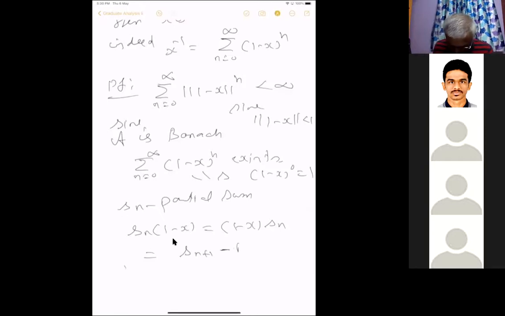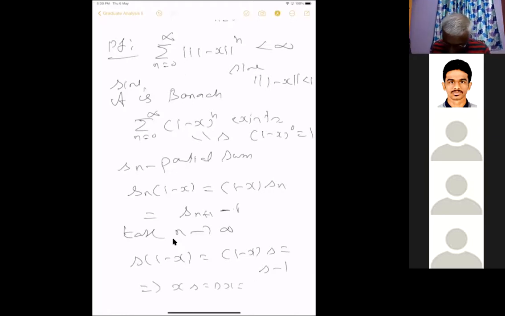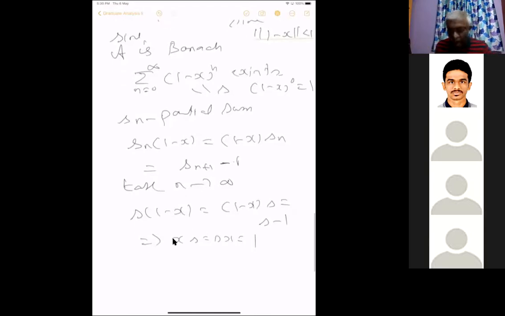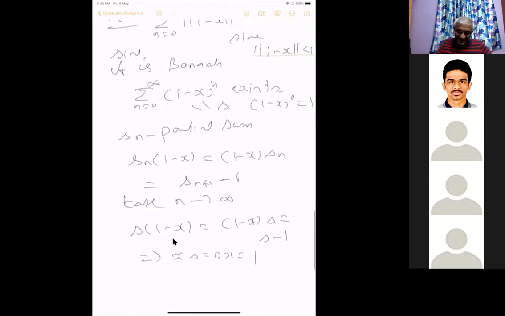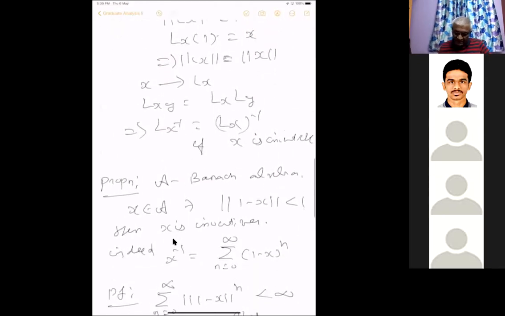So take n goes to infinity. This implies s into 1 minus x equal to 1 minus x into s equal to s minus 1. If you multiply and cancel, this implies xs equal to sx equal to 1. So that's what we want to prove. Whatever sum we have defined, that's the inverse of this. That's what we wanted to do. So the x inverse looks like this.